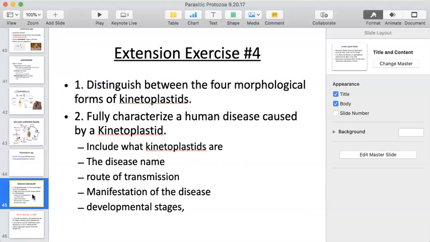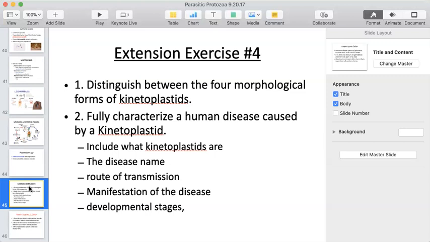Your homework tonight is to distinguish between the 4 morphological forms of kinetoplastids. There's a slide earlier that listed those 4. Go out, do a little research, and make sure that you can distinguish between those 4 morphological forms in relation to the location of the kinetoplast in relation to the nucleus. And then I want you to fully characterize one of the human diseases that are caused by a kinetoplastid. We just went through a few of them.